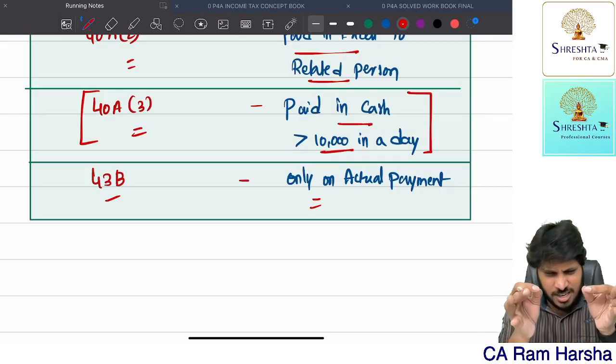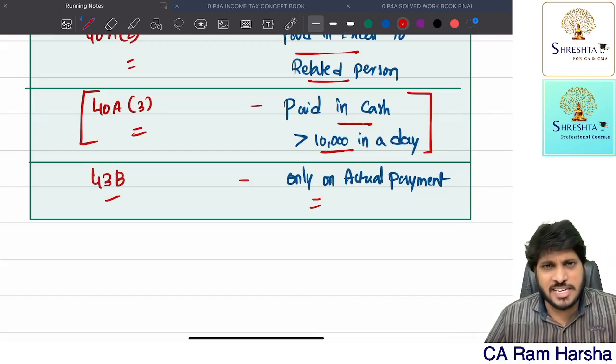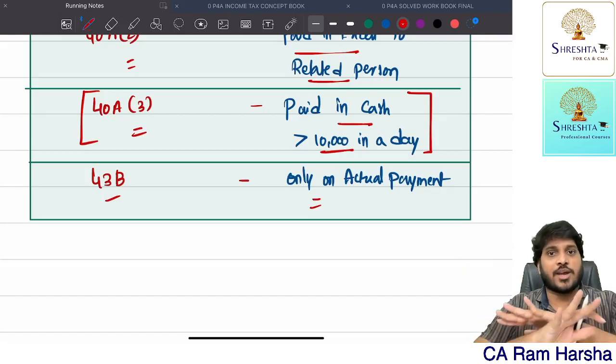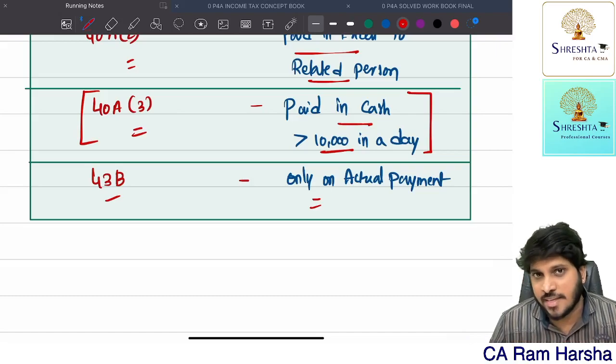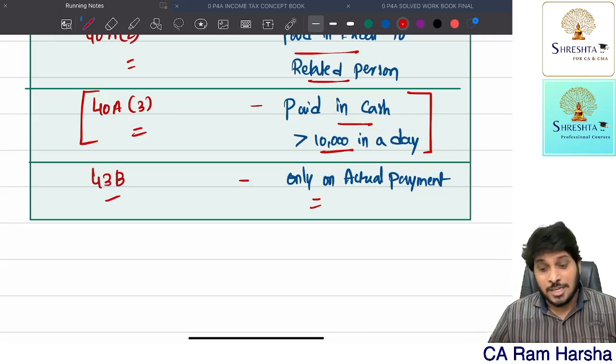For a particular transaction, you cannot pay more than 10,000 other than by account payee cheque. In cash, you cannot pay for a particular transaction more than 10,000. Simple logic. So this is the rule they brought. So this is one provision.